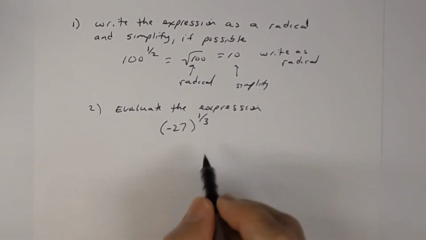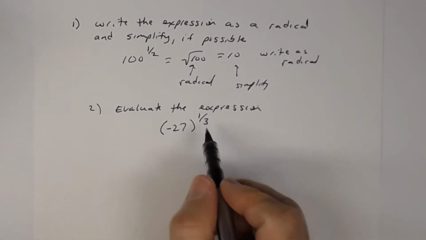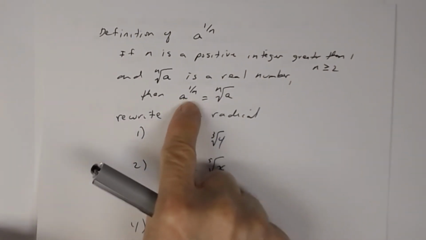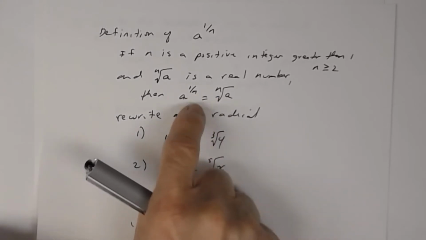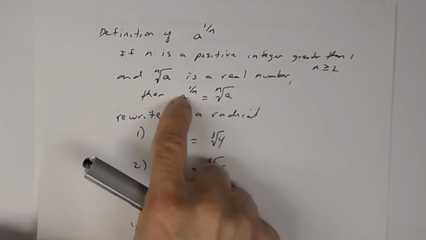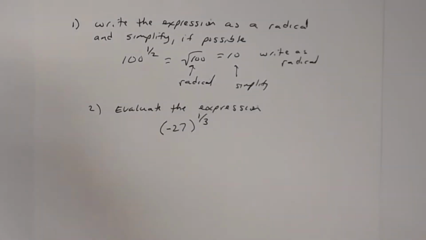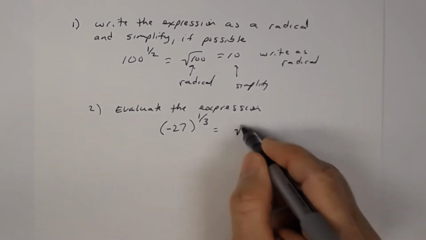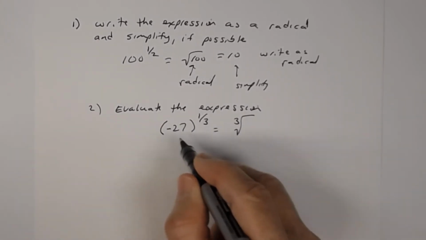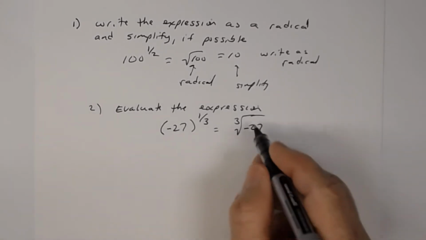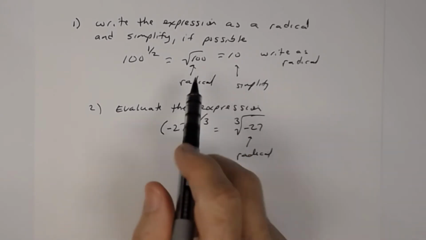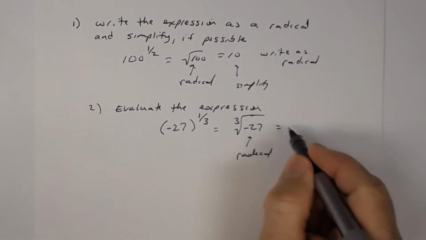So notice I have my rational exponent, 1 divided by 3, and I know the rule. I know the definition about a to the 1 divided by n, so n is your index. So that becomes the nth root of your base, which is a, okay? And so then this means the cube root of, and your base is negative 27. All right, so there's my radical, so I rewrote it. Now I want to evaluate this. So evaluate means simplify as well. So I got to figure out what that is.